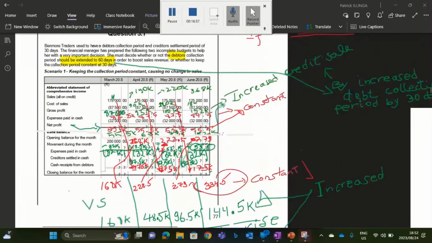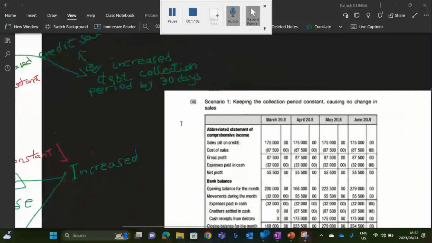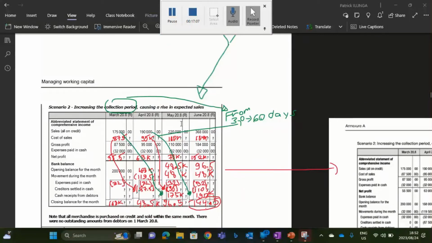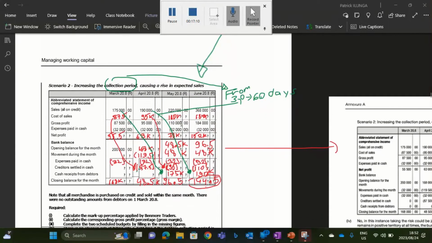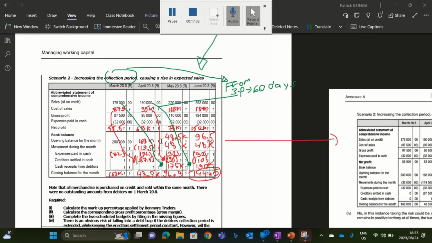So in your practicals, use this example. Try to do it by yourself to make sure that you understand these principles on paper so that you can compare where there are different periods, whether it be collection or settlement period. So in scenario number two here, you can see that increasing the collection period caused a rise in the expected sales. Yes, of course, there is a rise in expected sales.